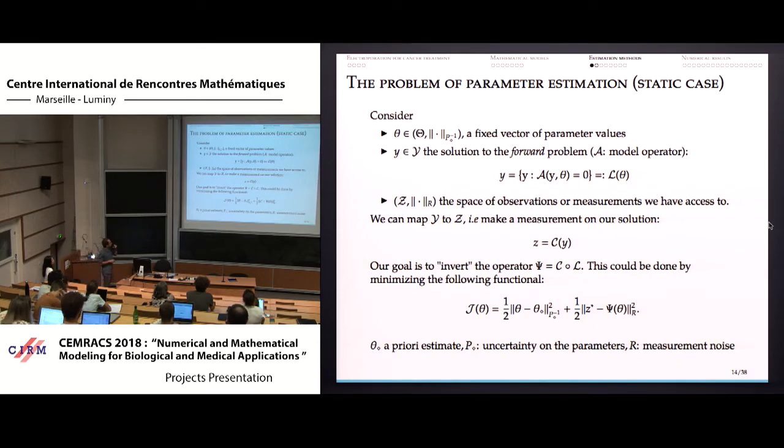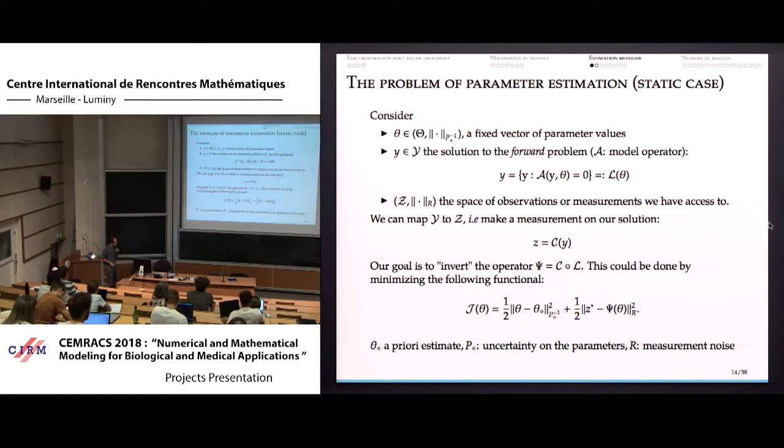And this is done by minimizing, at least formally minimizing, this functional where delta diamond is the a priori estimate you have on parameters. P diamond is somehow the uncertainty we have on these parameters. And so this is the error, how much we drift from our prior estimate, and this is the error we make in the measurements. With this norm, it depends on R, which is basically the measurement noise. When you do a measure, it's never completely accurate.